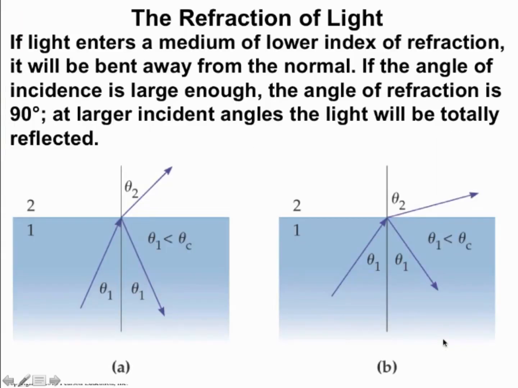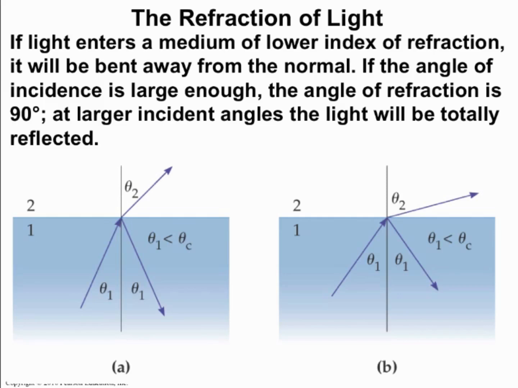If light enters a medium of lower index of refraction, it will be bent away from the normal. If the angle of incidence is large enough, the angle of refraction is 90 degrees. At larger incident angles, the light will be totally reflected. This is a pretty interesting phenomenon, and it actually can cause the invisibility of an object underwater when it's seen from a low enough angle.